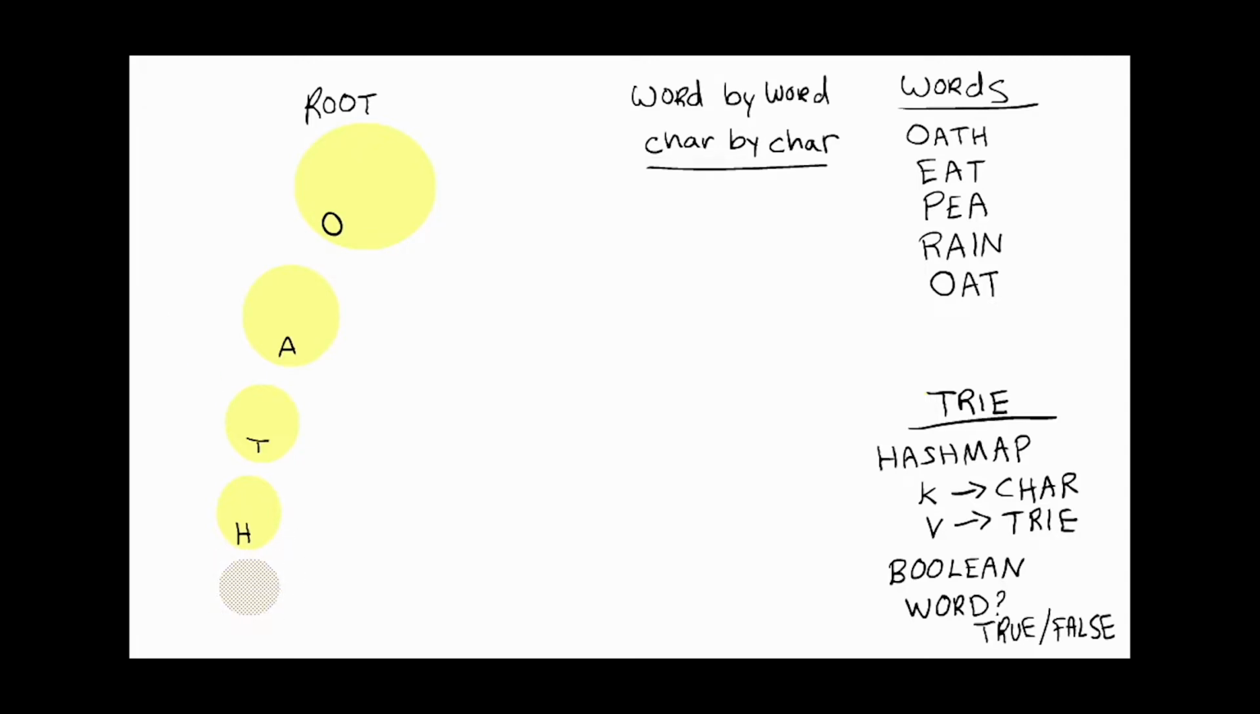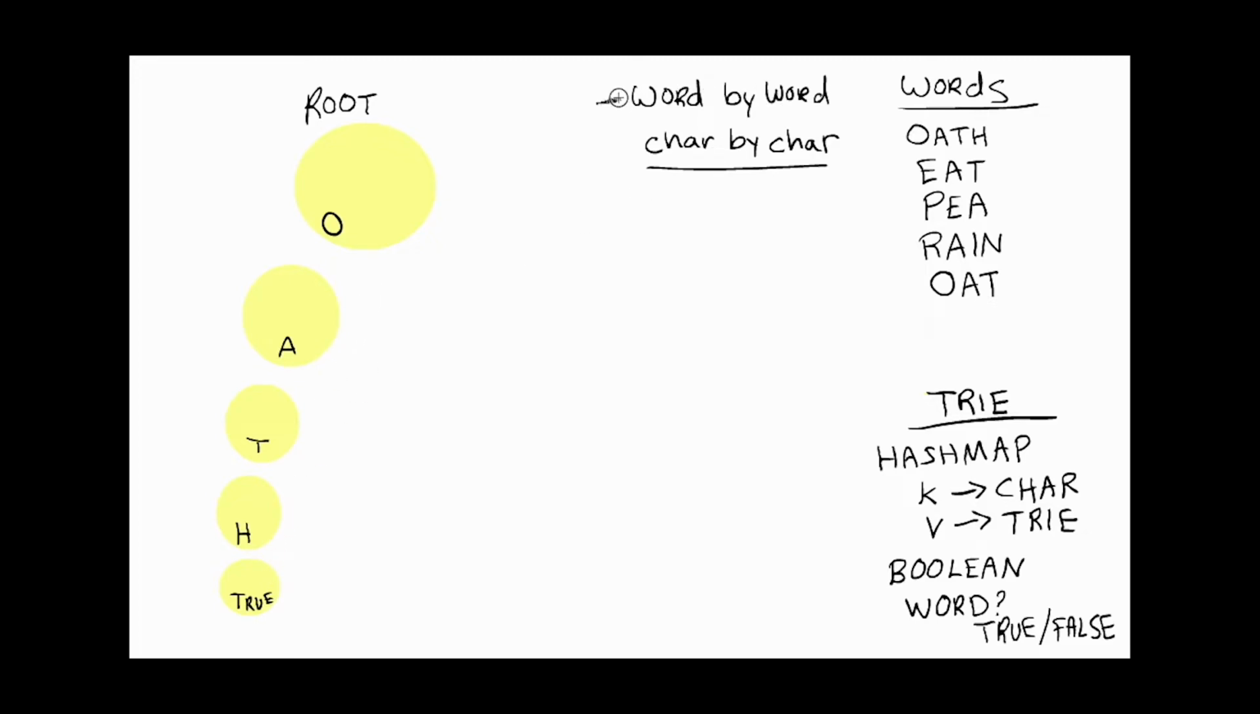We are at the end of our letters. We have no more letters left. So what we are going to do here is just write true in this trie. And there's no keys or values, or it doesn't point to anything else. So that is how we are mapping oath.